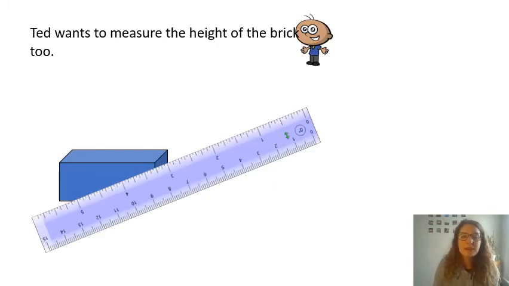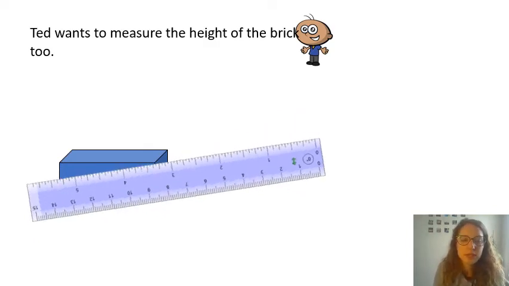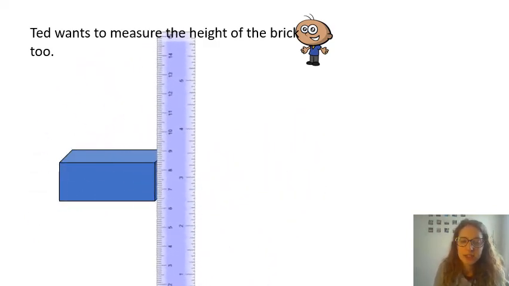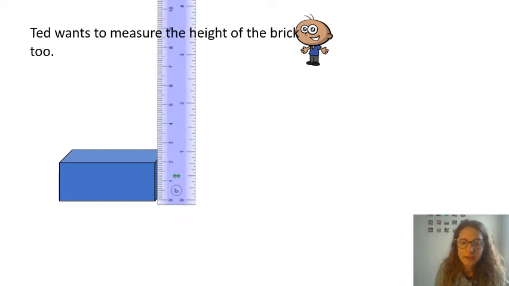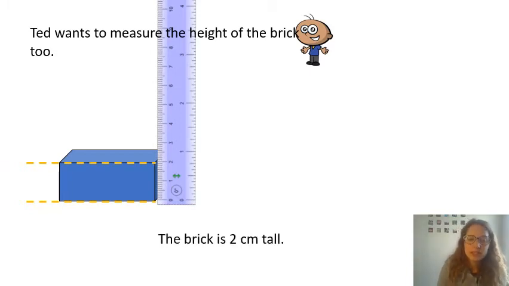Okay, so he wants to measure the height of the brick as well. Let's see if he can follow those same rules. He's got to pick the right side, so centimetres, and then he's got to line it up correctly, going to the 0 at the bottom. Lining up the bottom and the top, you can see that it is 2 centimetres tall because it goes from the 0 to the 2. And again, he's put the cm for centimetres.